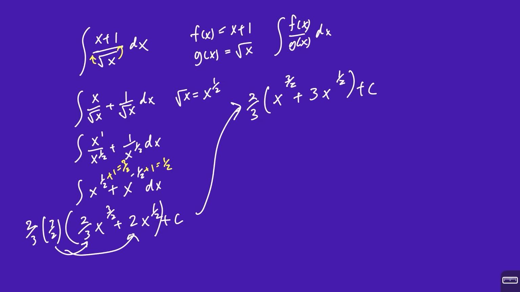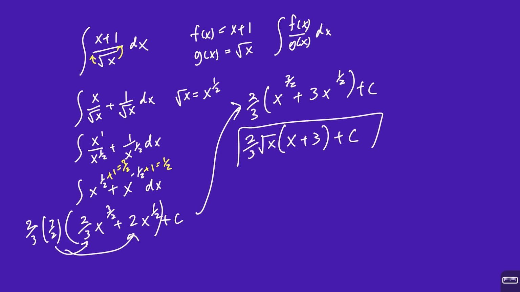And we can actually simplify it even further. We can factor out this x to the 1/2 power. When we do that, you'd be left with 2/3, and this is the square root of x, because x to the 1/2 power, which we already established, is equal to the square root of x. And then you're just left with x plus 3, plus c. And we're done.